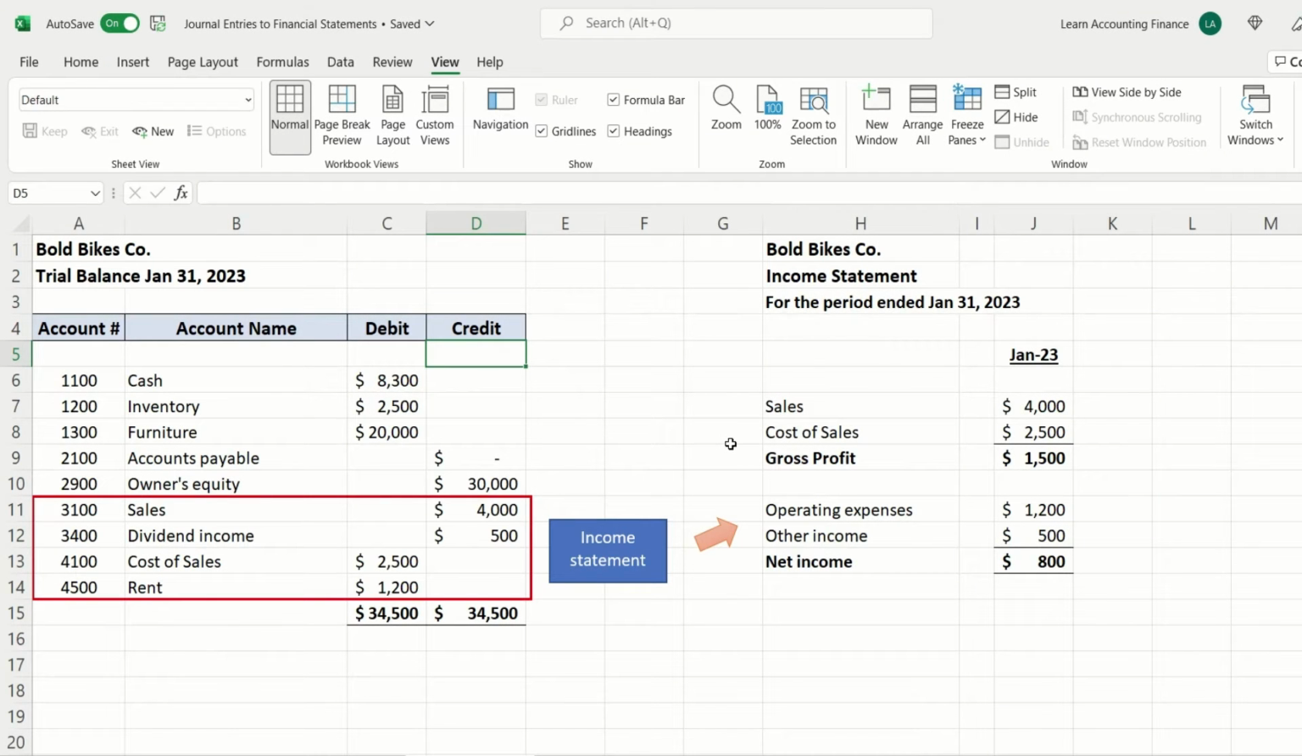Now let's look at the income statement. So now we will focus on the income and expense account in the trial balance. And those are reflected in the income statement as follows. Again, a very, very simple basic income statement.